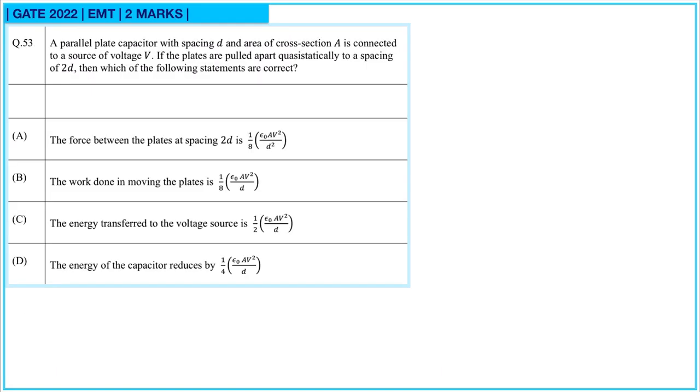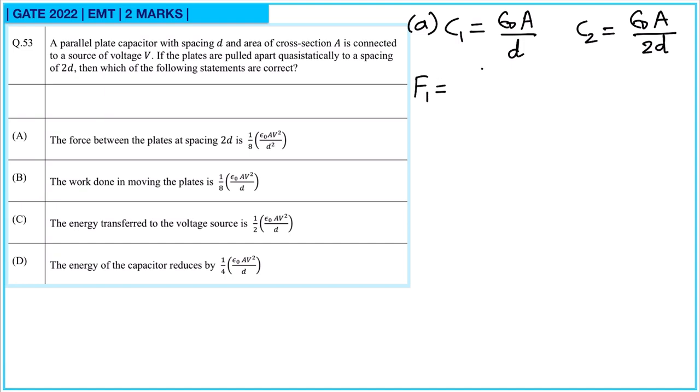Next question. A parallel plate capacitor with spacing D and area of cross section A is connected to a source of voltage V. If the plates are pulled apart quasi-statically to a spacing of 2D, then which of the following statements are correct? First, the force between the plates at spacing 2D is this. So let us first calculate that. We have initially the capacitance equal to epsilon naught A by D. If the spacing is changed, then the capacitance will change. So epsilon naught A by 2D will be the new capacitance.